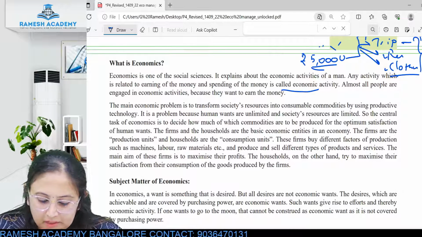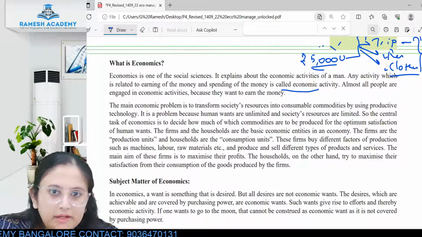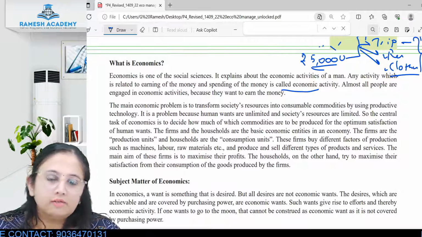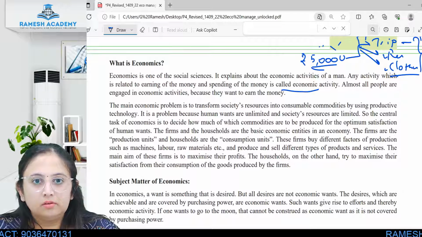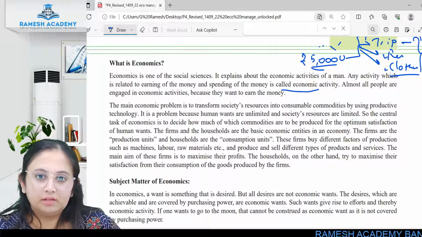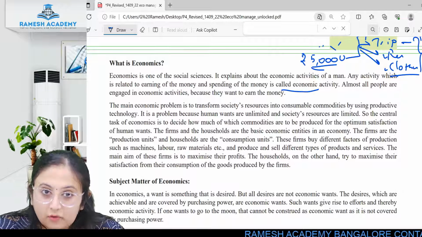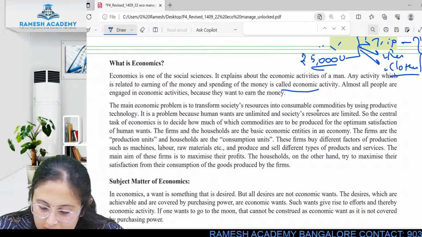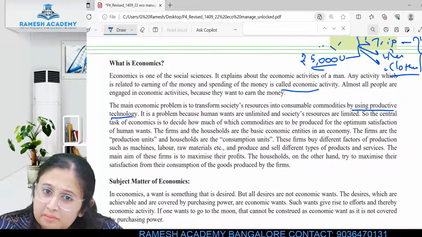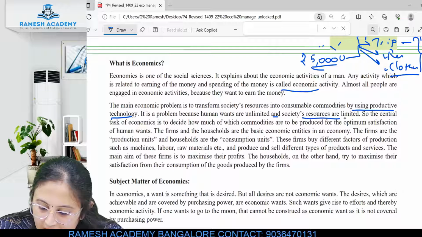So almost all people are engaged in economic activities because they all want to earn money. Correct? 90% of the people will be engaged in economic activity, except the children and the retired officials. Otherwise, everybody will be involved in an economic activity, because everybody has limited resources and unlimited wants. So the main economic problem is to transform the society's resources into consumable commodities by using productive technology. It is a problem because human wants are unlimited and the society's resources are limited.